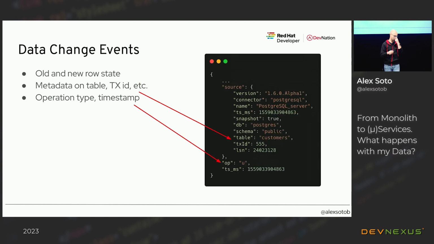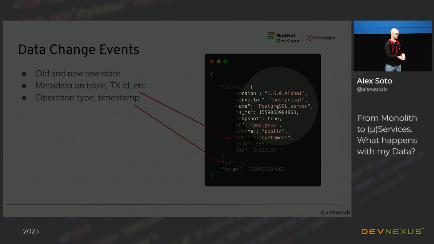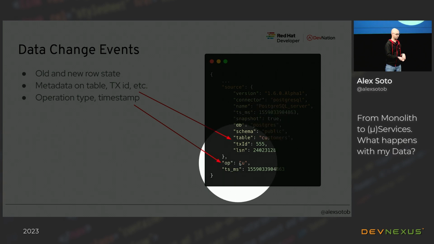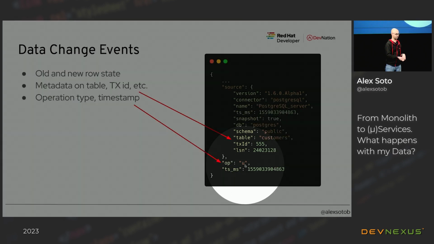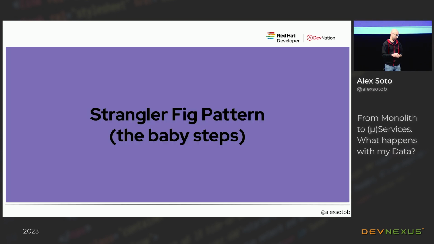And then you also have some information about who generated this event. For example, it says I'm using the table customers in the schema public, the database is a Postgres. You get some information here. You can even get the operation. You see that it says U because it's an update. If it's an insert, I think it's an I, and so on. And also the timestamp. So you have all the information of the event: when it was generated, what the content is, what happened, and so on.